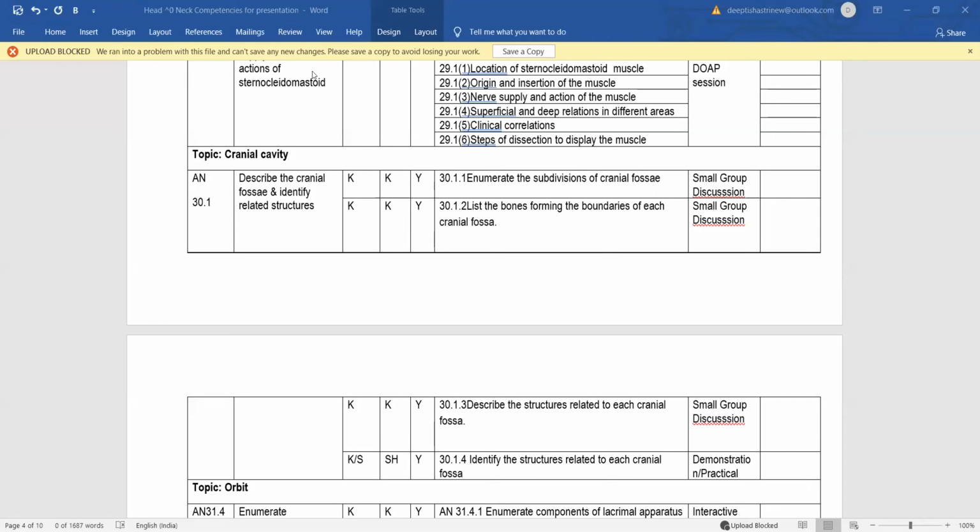So here I would like to place a point for discussion. The competency 26.3 discussed previously, and this 30.1, and one more competency, 30.2, that is describing and identifying major foramina. All these three competencies have the same contents. So that point I would like to place here for discussion, ma'am.